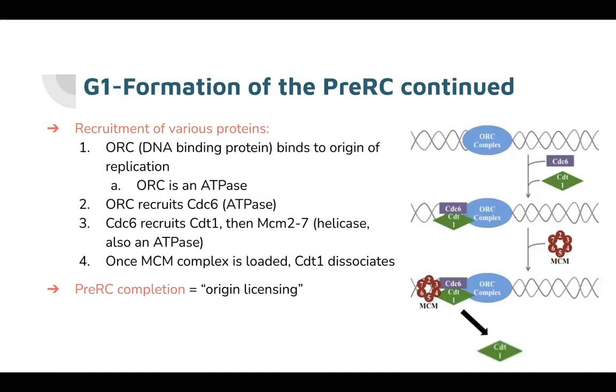So it recruits MCM 2 to 7. MCM is just helicase, which is also an ATPase. And then CDT1 dissociates, it leaves. So it's not a part of the final pre-RC complex. And once the MCM is loaded, that's the end of the pre-RC complex, and that's called origin licensing. So origin licensing is when the MCM gets loaded onto the complex and the complex is complete.